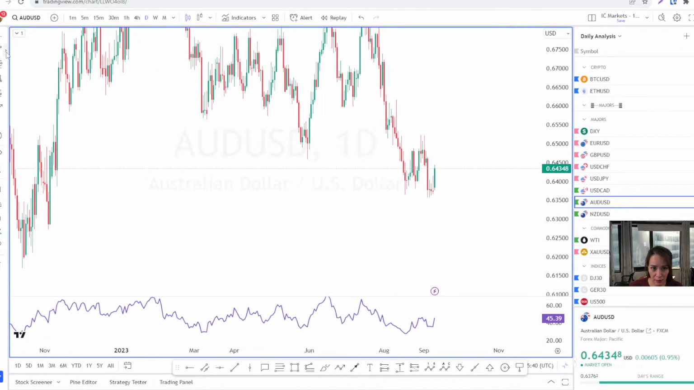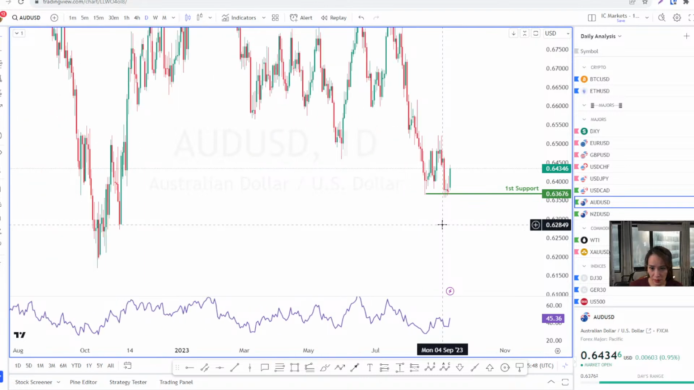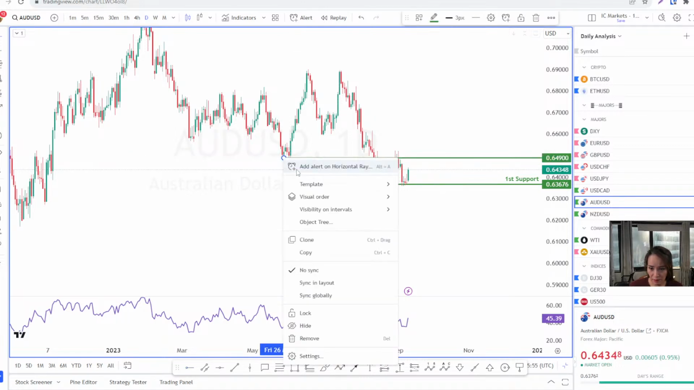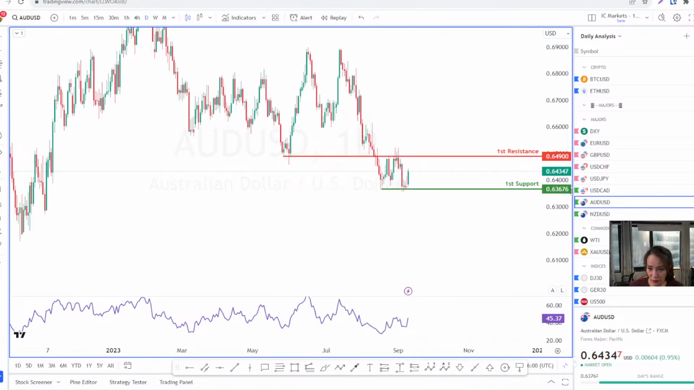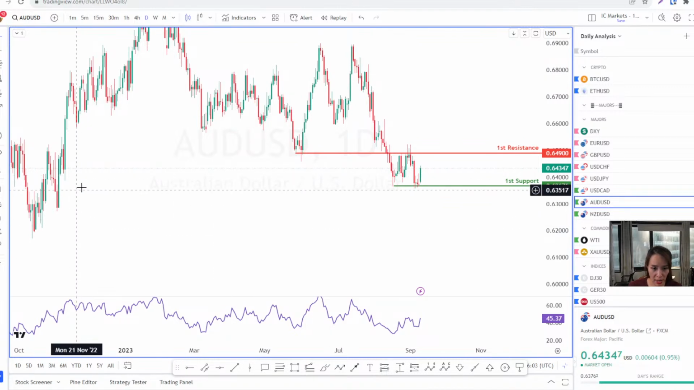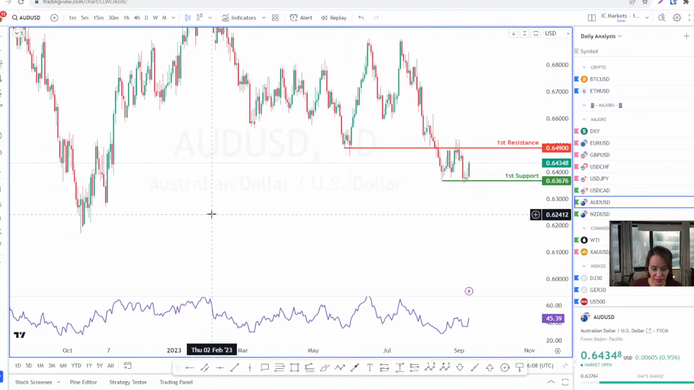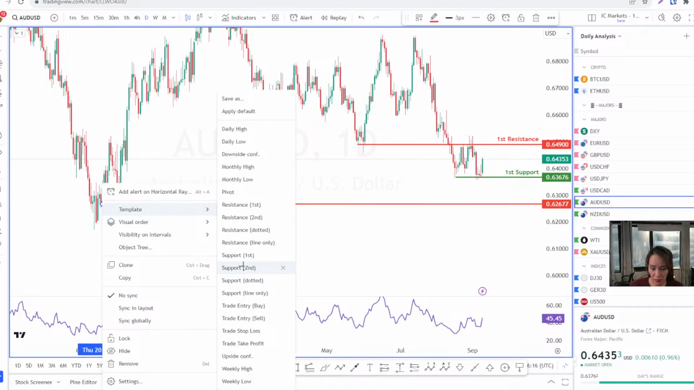Let me draw. This is my first support in the daily time frame, and this could be my first resistance. As I always mention, if you want to draw support and resistance, it doesn't matter if you draw at the body or the wick. It's very subjective.